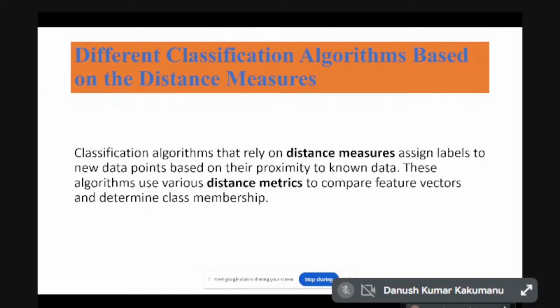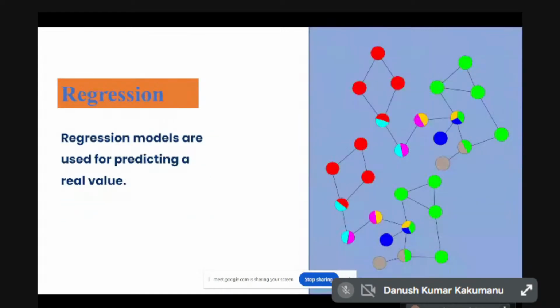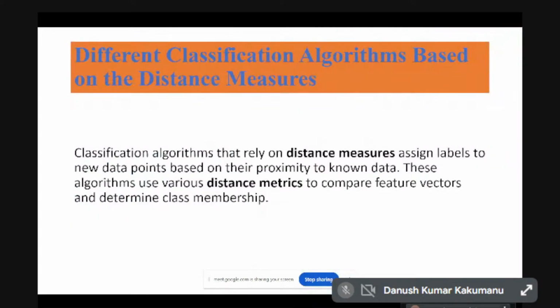ఎగ్జాంపుల్ 2. వచ్చిందా? Now very good. Now write down different classification algorithms based on distance measures. Different classification algorithms based on different distance measures.